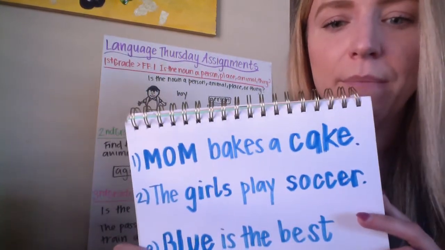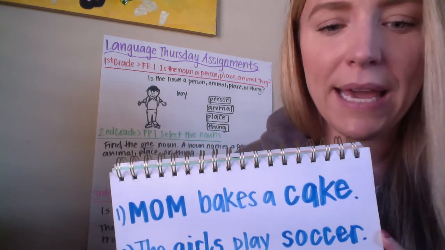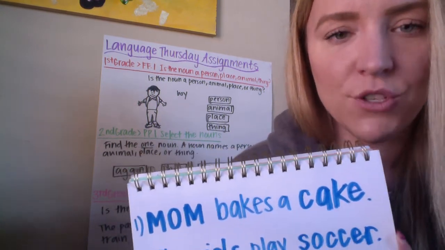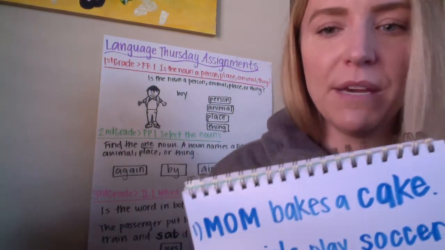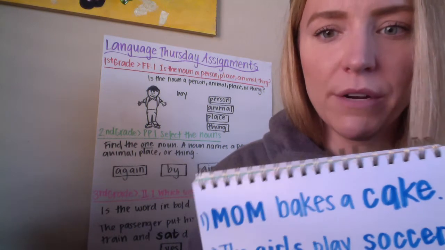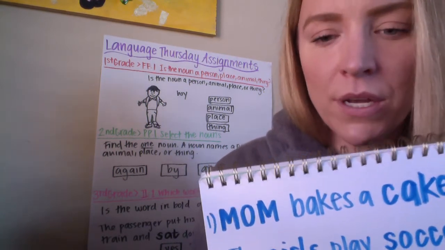If we look at bakes in our sentence, mom bakes a cake, I know bake is an action. That's something that I can do. And remember, if it's something you can do, that word is going to be a verb. That word is going to be the action part of your sentence, which is really important to a complete sentence, but it's not a noun.